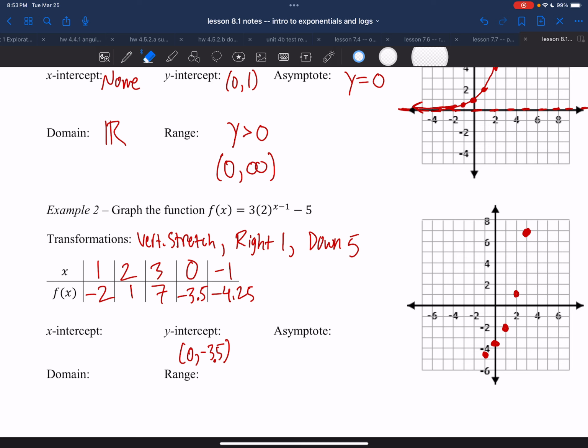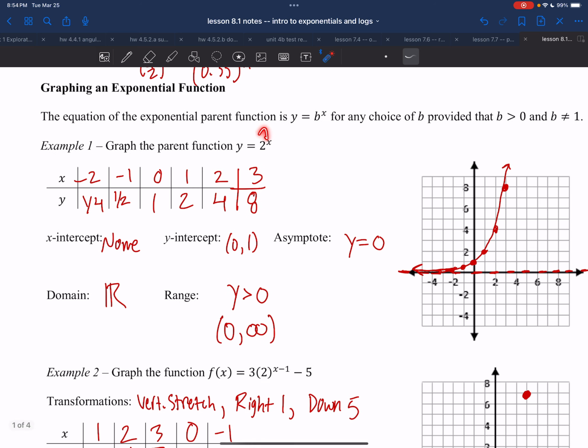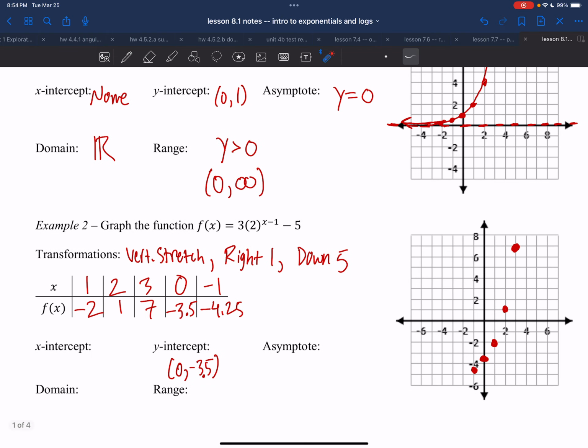What I would do instead is look at our transformations. Remember that the parent function for 2 to the x had a horizontal asymptote at 0. It was just right here, flatlined at 0. Well, we have shifted this graph down 5. That means the new horizontal asymptote is at negative 5 right here. And so that makes our exponential curve.